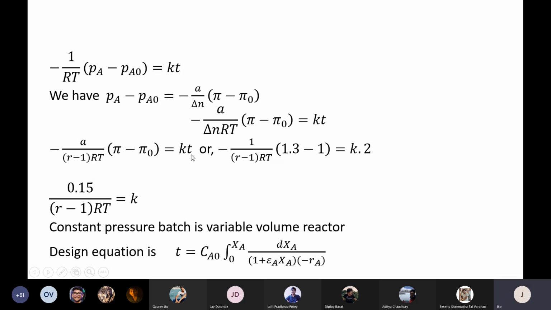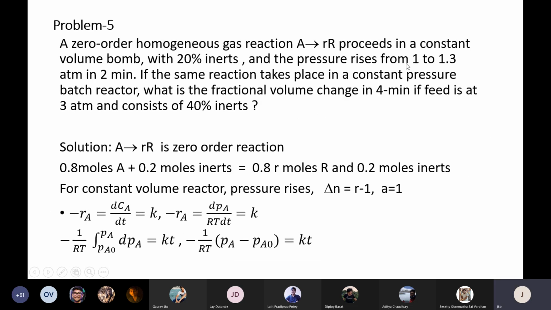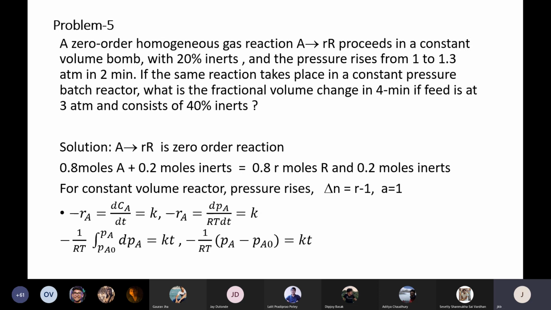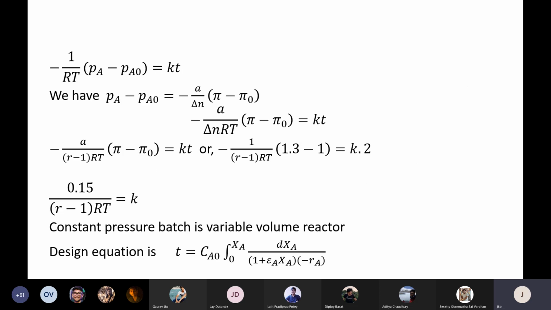From here, time is given as 2 minutes, substitute 2 minutes, substitute total pressure 30% rise, that is 1 to 1.3, and substitute 1.3 minus 1, and get the relationship between k and R, small r, and the capital R gas constant is known, and temperature should be given. Here in this problem temperature is not mentioned, so write in terms of T and k, it is unknown.